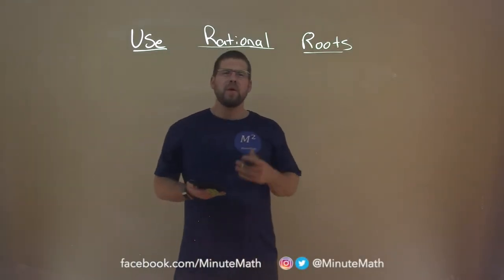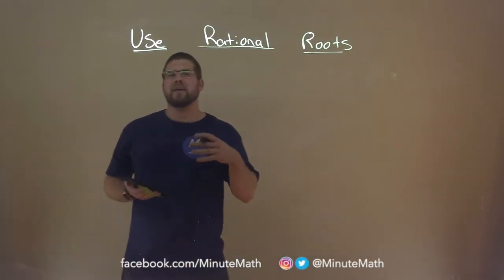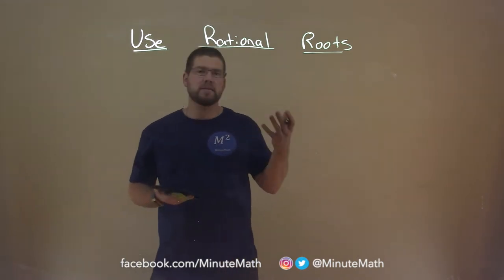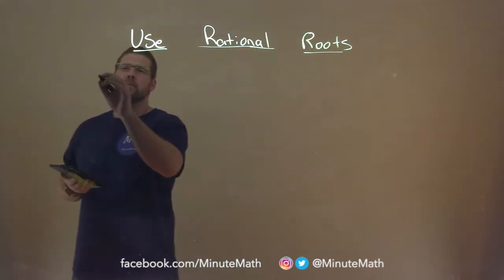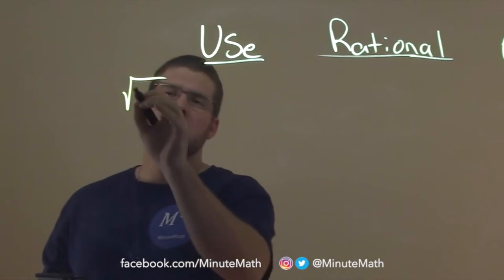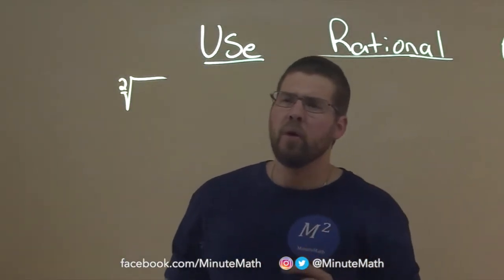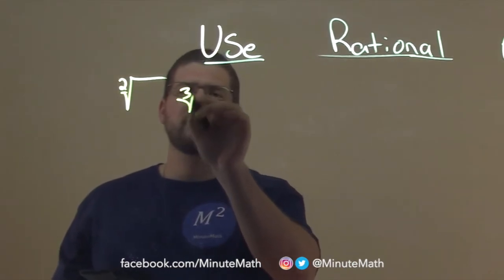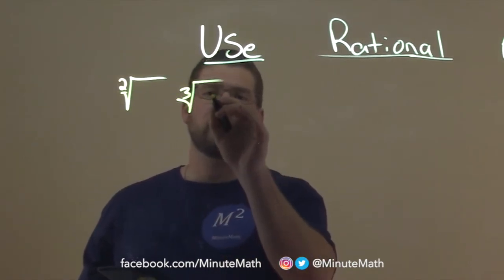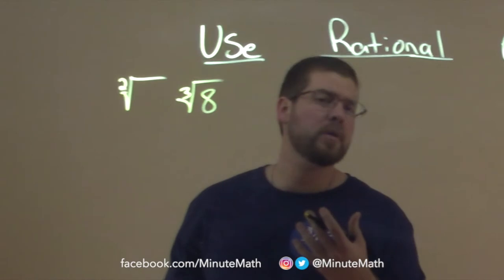Well, we've already dealt with square roots, but we know roots can have more than just square. So when we saw a square root beforehand, like this, there was really just a 2 here we just never really wrote. Well, what if we had, let's say, a third root? Third root of 8. What is that really meaning?